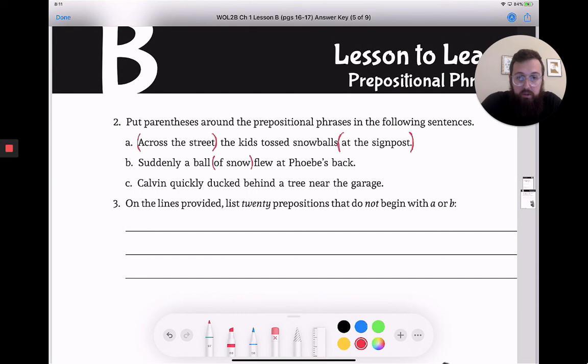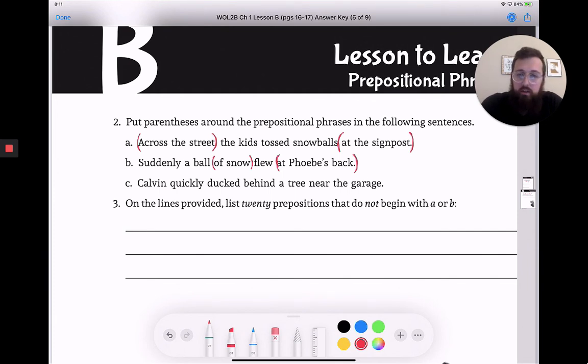There's one more prepositional phrase in this sentence. At is a preposition. Now the question here is, do I stop at Phoebe's or back? Well, we know in previous lessons that a possessive behaves like an adjective. So Phoebe's is actually going to be a modifier in our sentence. Back is going to be our noun or pronoun. So at Phoebe's back is going to be the prepositional phrase. All right, you're going to do C on your own.